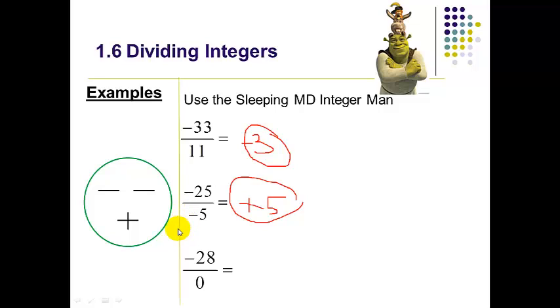Okay, now it's negative 28 divided by 0. Can I have 28 pieces of nothing? No, look back at your notes. It's undefined.